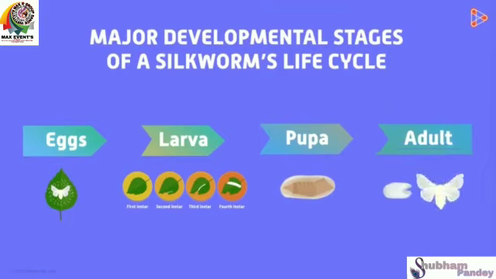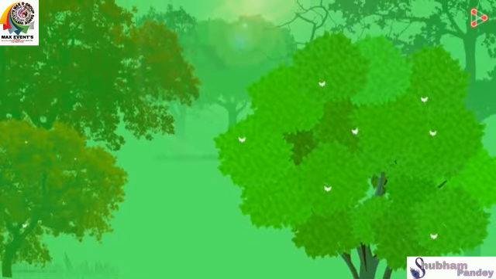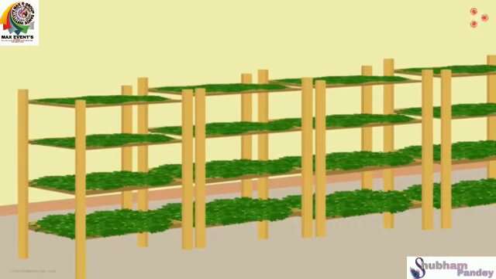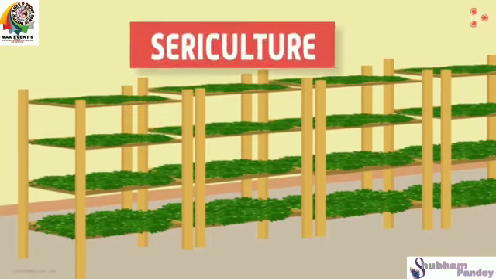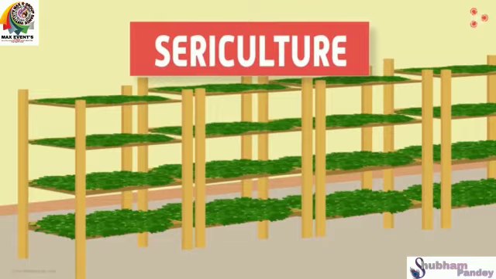But how and where do we get these cocoons? In the forest where mulberry trees are found, is there any way to get them? The silkworms are reared in special farms, and the rearing of these silkworms is profitable for the industries and also for us. So the practice of culturing silkworms is called sericulture.